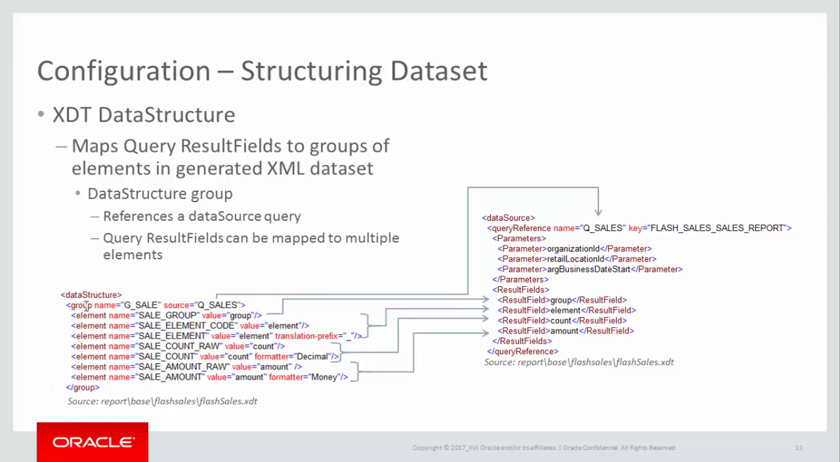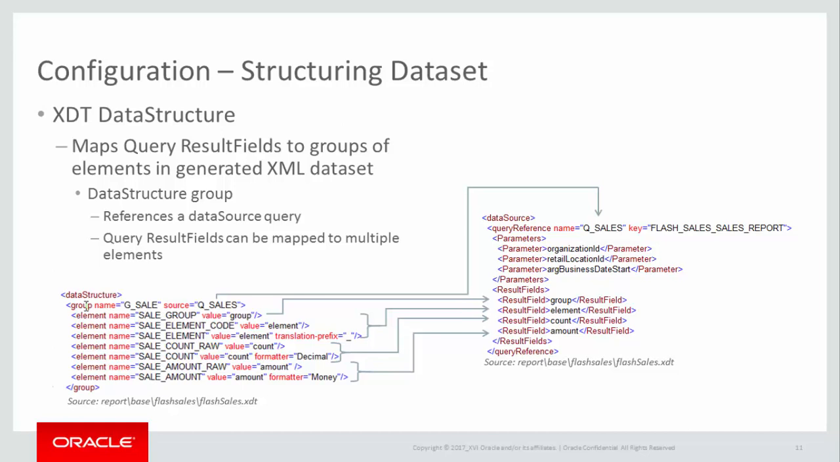Of course, XML is a structured document format, so you may be wondering how the XML structure is defined. Well, that brings us to another important role of the XDT file, defining the structure of the XML dataset. It is the data structure configuration in an XDT file that tells the reporting framework how to transform a result set of data into an XML dataset.